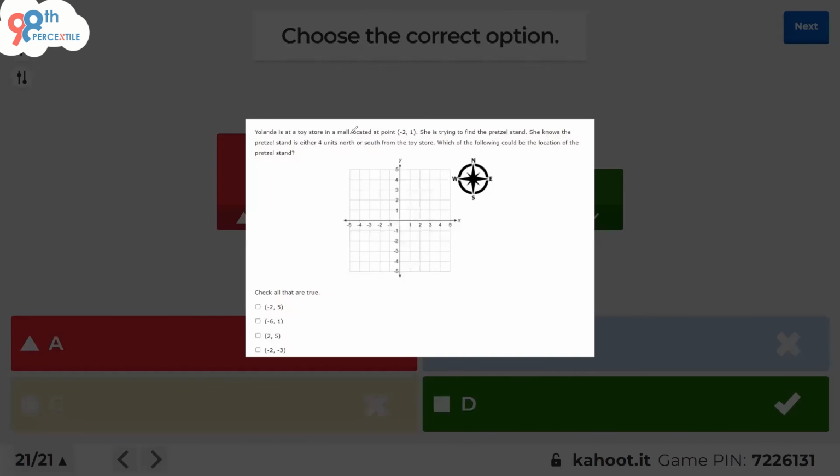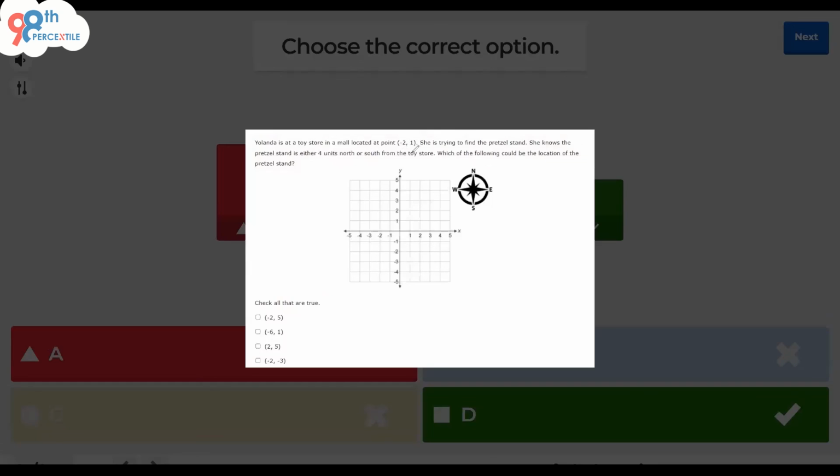So Yolanda is at a toy store at a mall located at point -2, 1. She's trying to find the pretzel stand. She knows the pretzel stand is either 4 units north or south from the toy store. So she is at -2, 1, which is right here. Which of the following could be the location of the pretzel stand?